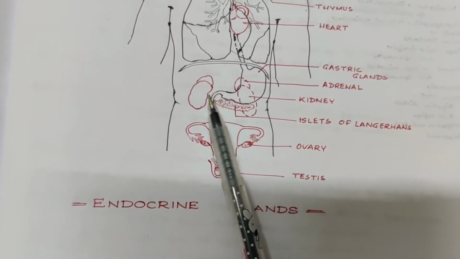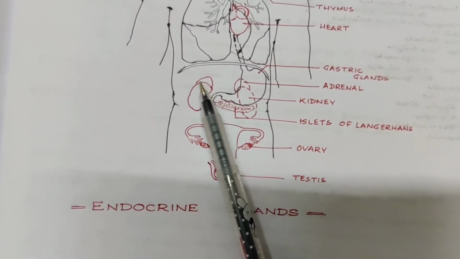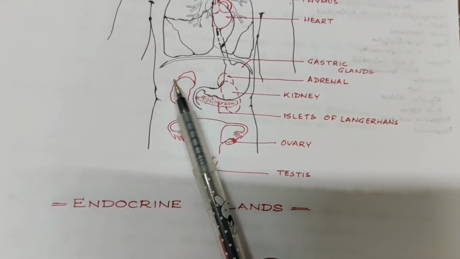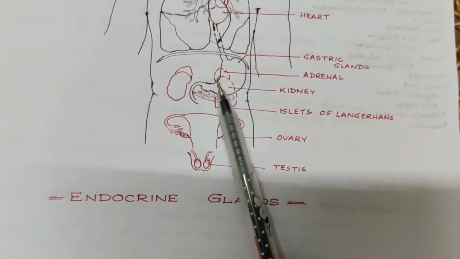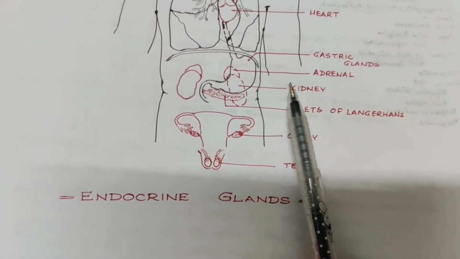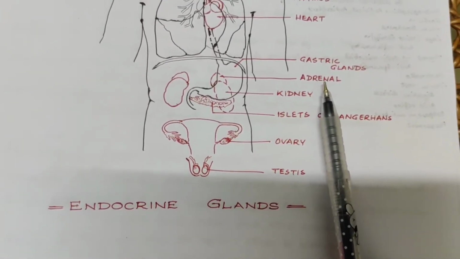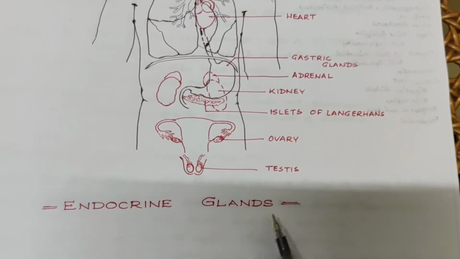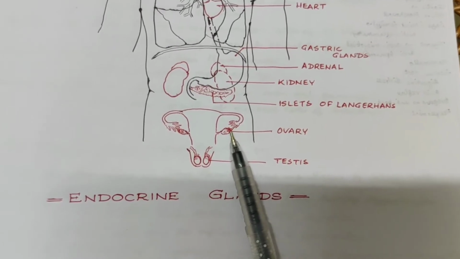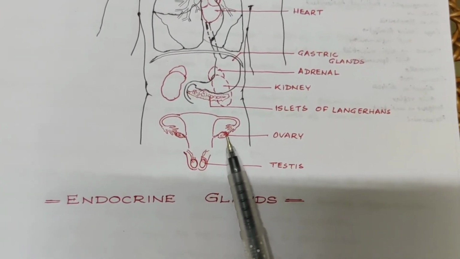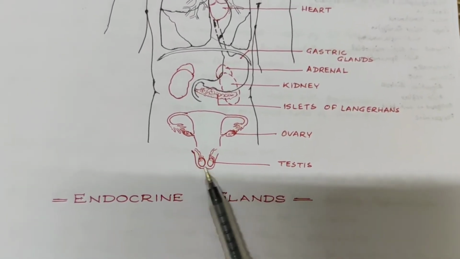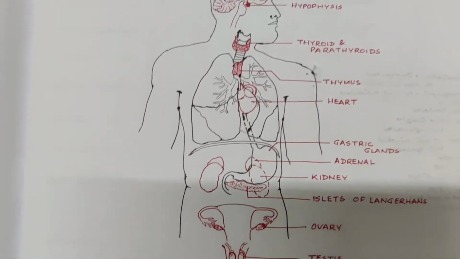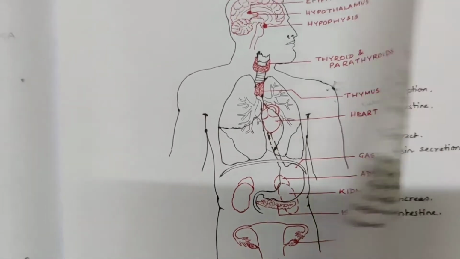They have 2 different regions. The outer region is called cortex, adrenal cortex. They secrete mostly steroid hormones, corticosteroids, and the middle one is known as medulla. Medulla secretes some protein and peptide hormones. Then we come to the female reproductive organ, ovary. Ovary also secretes some hormones, estrogen, progesterone, etc. And in males, the testes also secrete androgens. So these are different endocrine glands in our body.